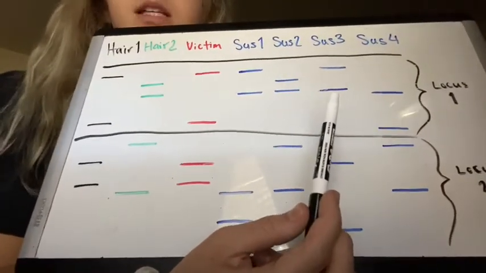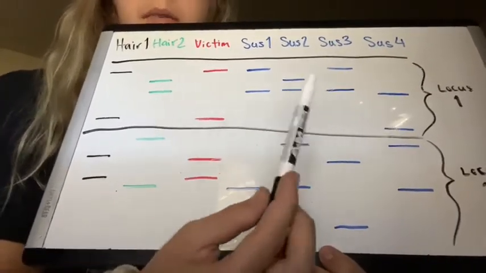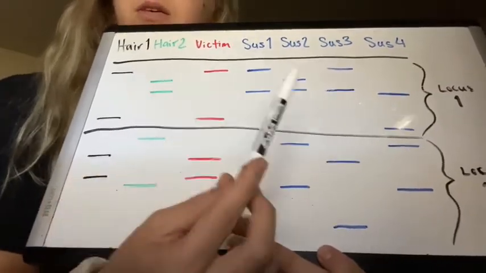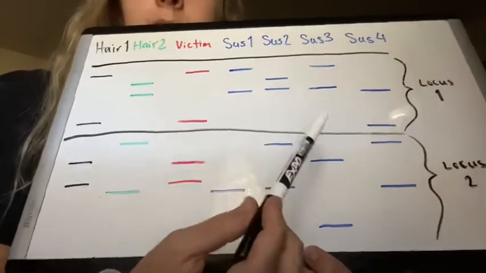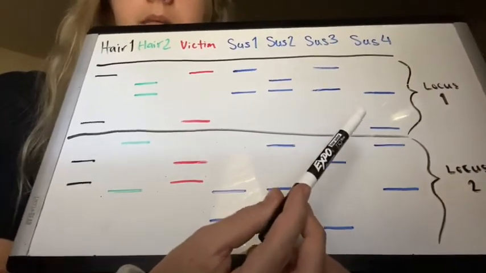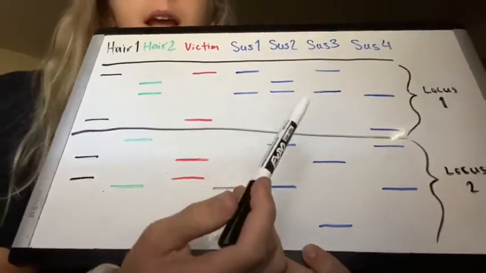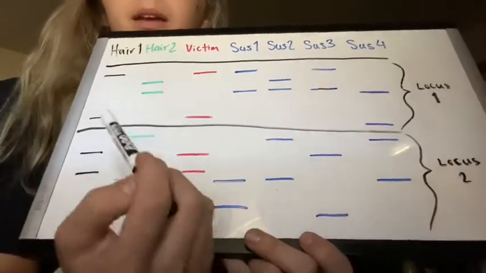And then for suspect 3, it matches with 1 allele on hair 2, but not the other, so it could not be hair 2, and again 1 allele on hair 1, but not the other. So neither of these hairs are suspect 3's. And then suspect 4 matches 1 allele on hair 1 and 1 allele on hair 2 again, but could not be suspect 4's hair.